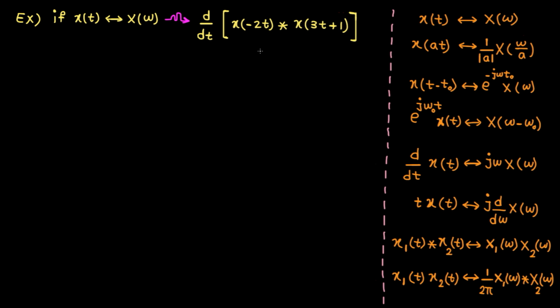Next example. If the Fourier transform of x(t) is X(omega), what is the Fourier transform of this signal? To solve this problem, first I'm going to consider time scaling by minus 2, then time shifting by 1, followed by a time scaling by 3. Next, convolution between these two terms, and finally, I will apply the derivative.